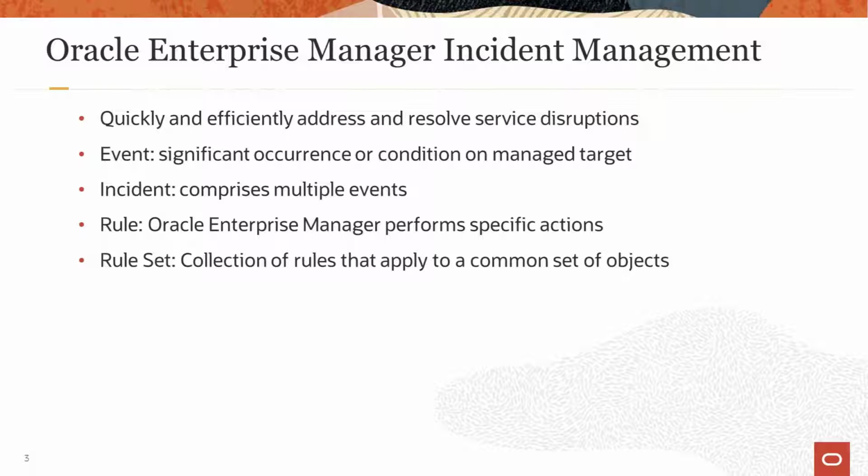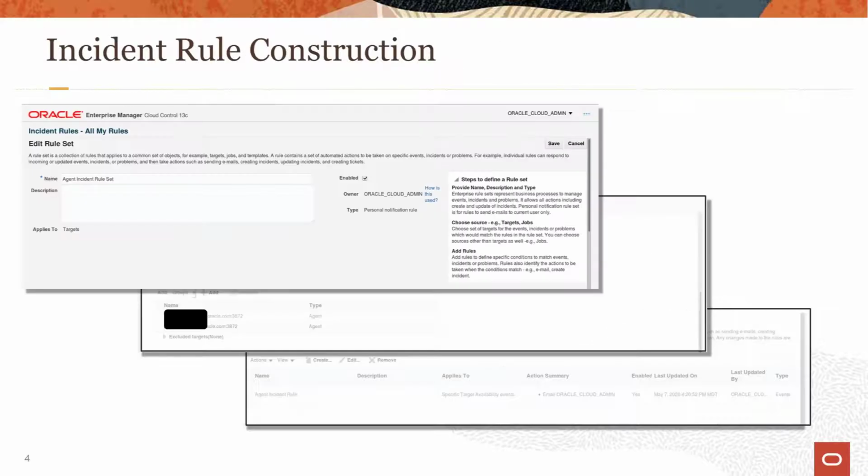Rules and rule sets are essential concepts for incident management. A rule instructs Oracle Enterprise Manager to take specific actions when an event or incident occurs. A rule set is a collection of rules that apply to a common set of objects, such as hosts, servers, and/or groups of objects. A rule set has a name, description, and a toggle setting to enable or disable the rule, as shown in this screenshot of the Incident Rule Set interface on this slide.